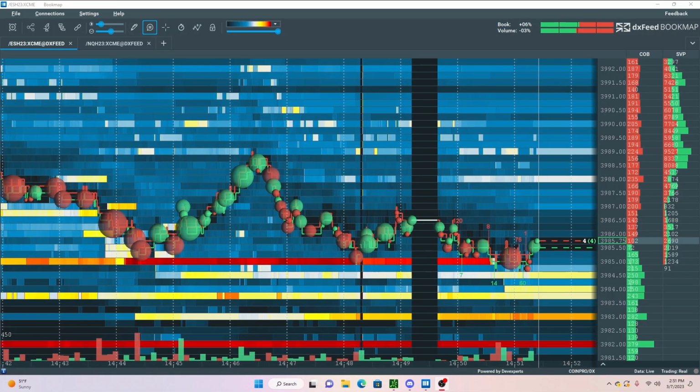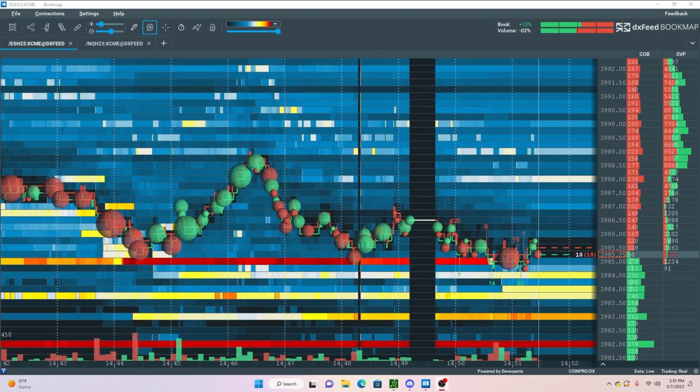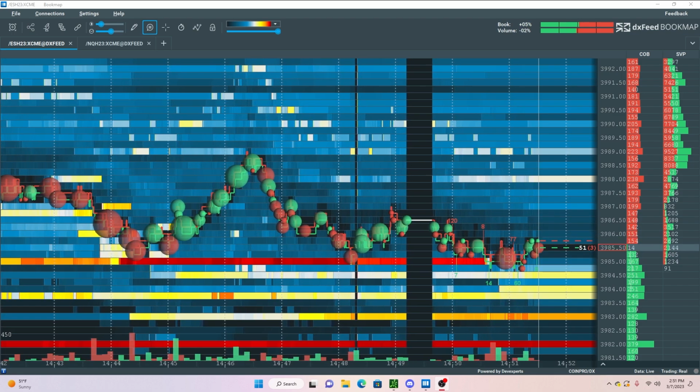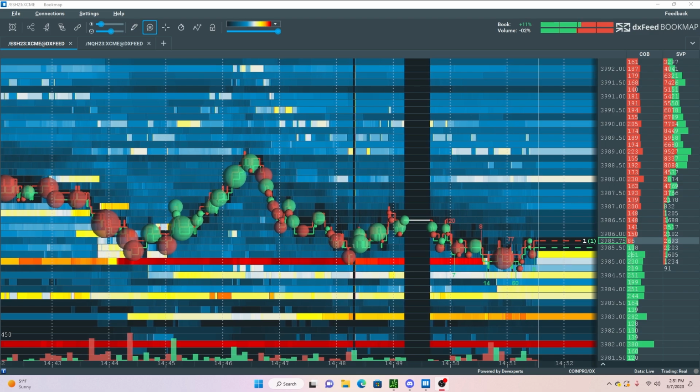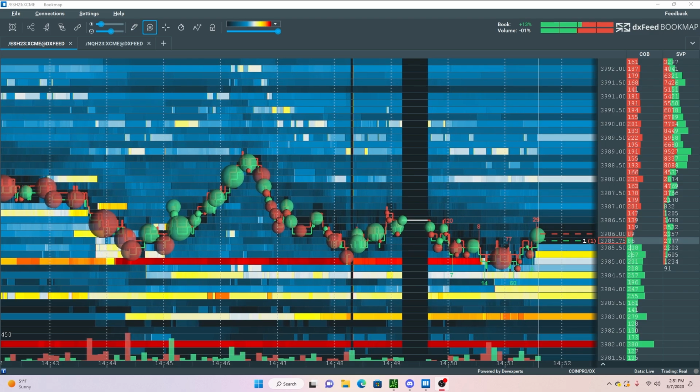So in today's video, I want to show you guys how I trade around key levels using Bookmap. If you haven't seen any of my previous videos on Bookmap, I am going to do a quick little rundown on what I like to look for.